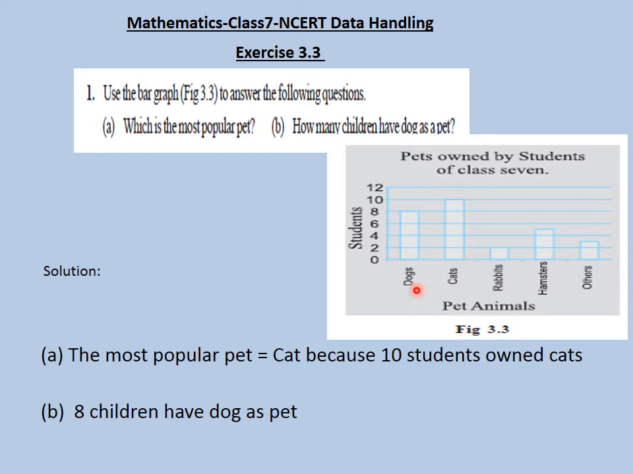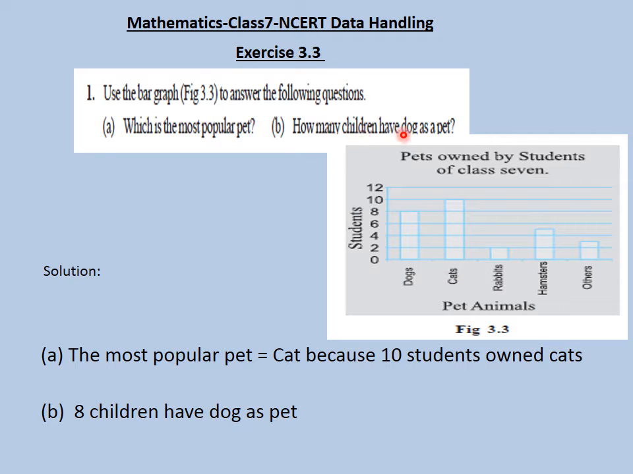So dogs, cats, rabbits, hamsters, others. The number of students is given on the y-axis. Now the question is, which is the most popular pet? Cat, because it has the longest bar, which denotes that the maximum number of students owned cats. 10 students owned cats. So the most popular pet is cat.